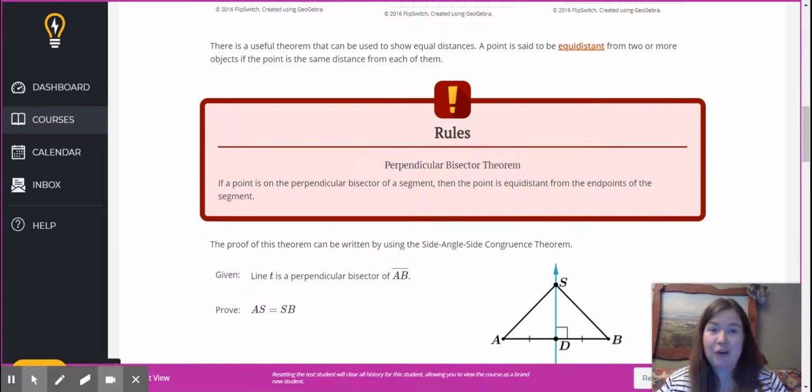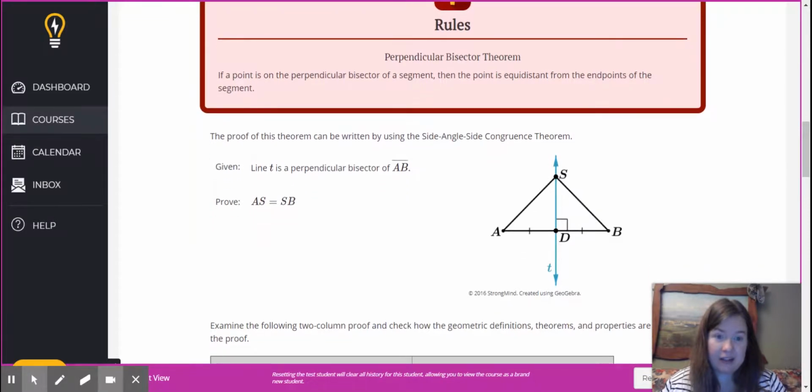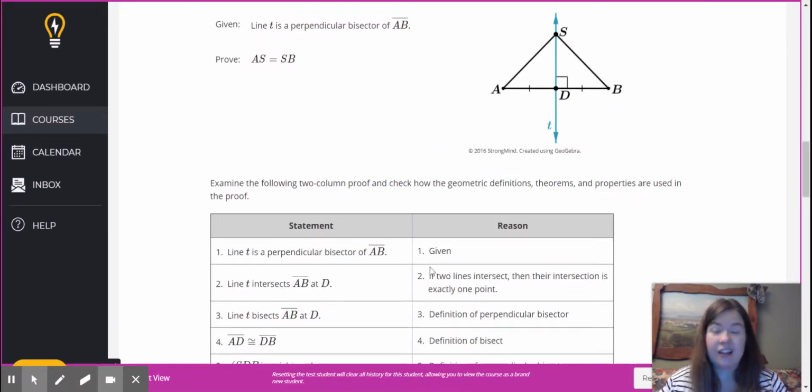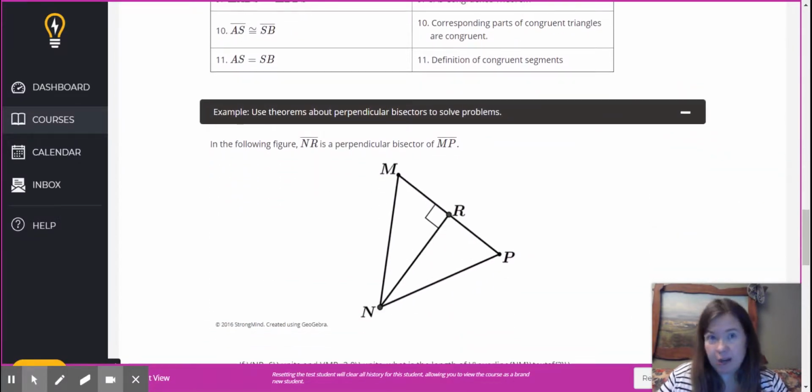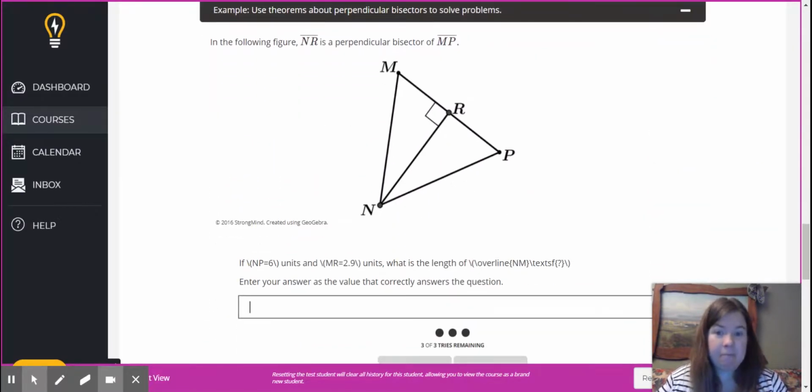And the main thing that you need to know is that the point where it crosses is the midpoint of the whole thing. So it's equidistant, or the same distance, from the ends. So from here to here is the same as from there to there. And they have this whole big proof of it, which is fantastic. 11 steps. I'm sorry about proofs, but that's how it is.